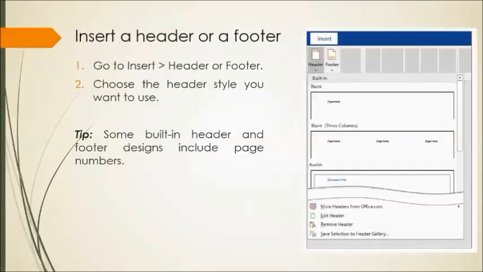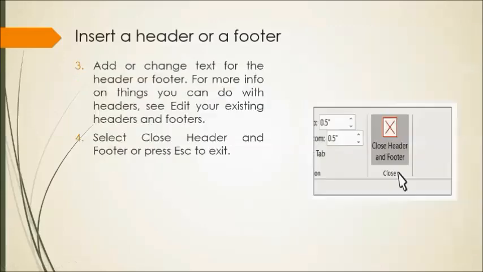So how are we going to insert a header or a footer? Go to Insert. And then there will be a Header or Footer option. Choose the header style you want to use. Some built-in header and footer designs include page numbers. We have here a preview on how you are going to apply the style for your header. And then add or change text for the header or footer. For more information on things you can do with headers, see Edit your existing headers and footers. Then select Close Header and Footer or press Escape to exit.